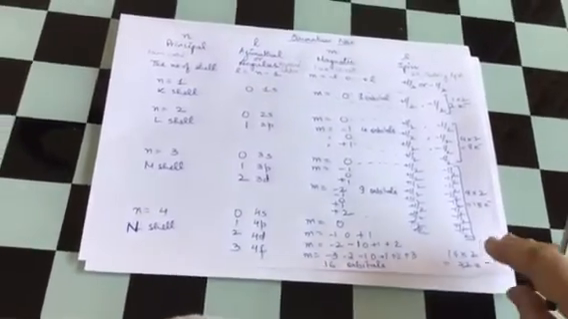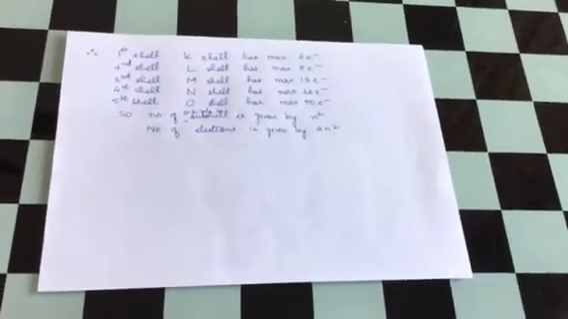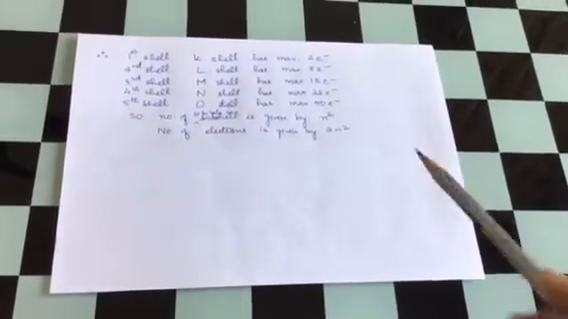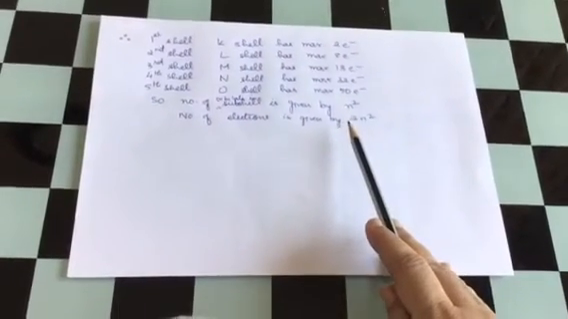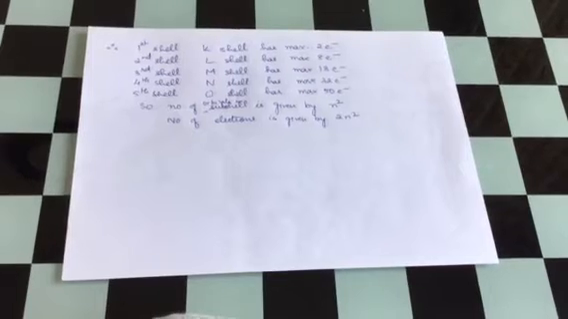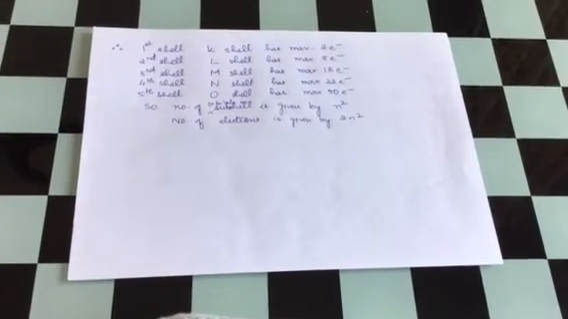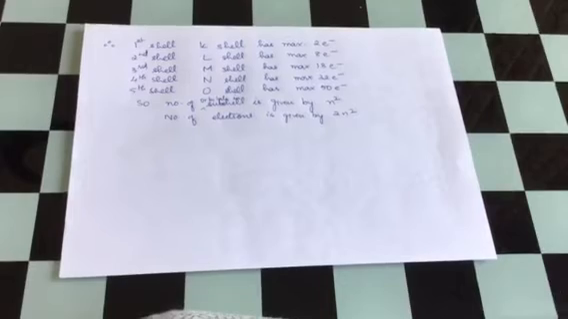Now let us try to sum this up for you. If I say there is a first shell, also known as K shell, it has maximum 2 electrons. Second shell has maximum 8 electrons. Third shell has maximum 18 electrons. Fourth shell has maximum 32 electrons. Fifth shell, O shell, has maximum 50 electrons. Now number of orbitals is given by n square and number of electrons is given by 2n square, where n is the principal quantum number or the main shell.